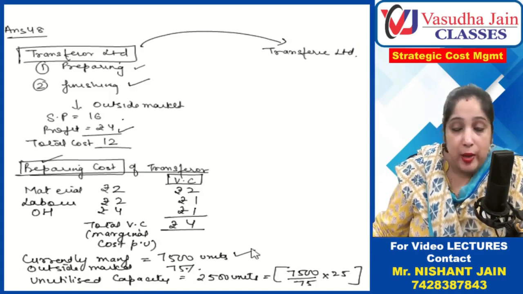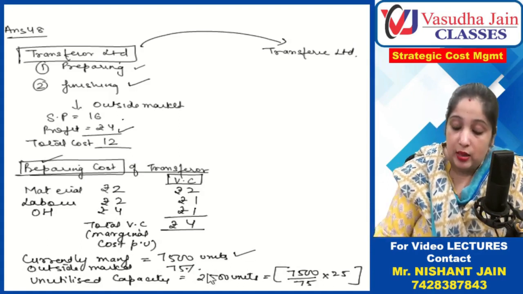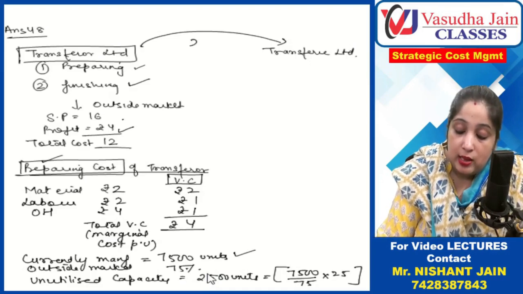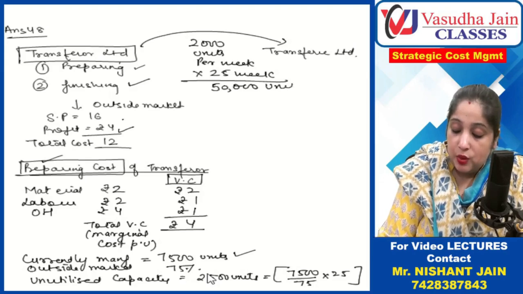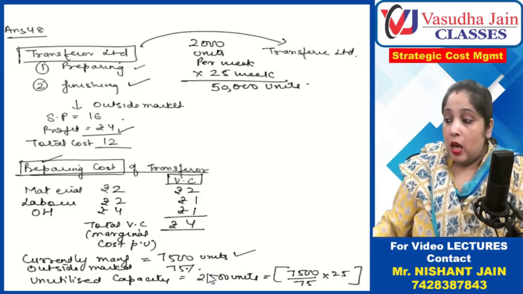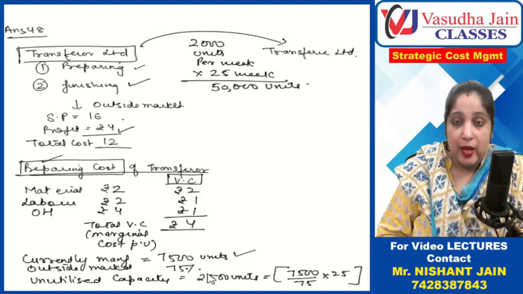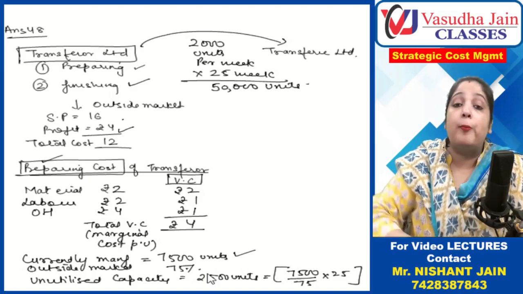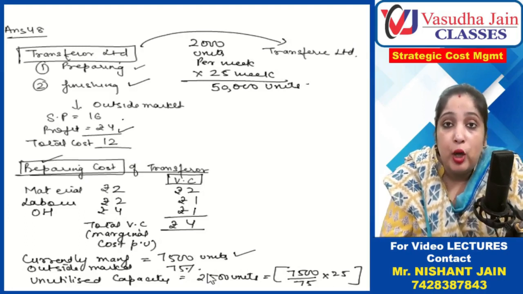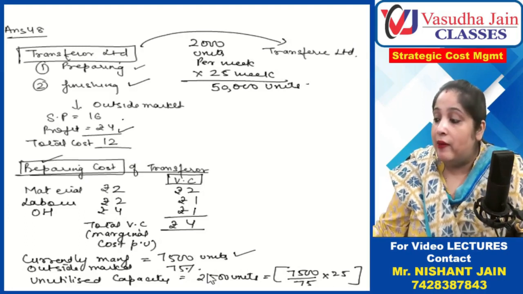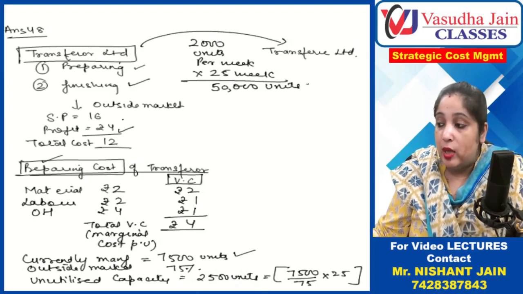You still have spare capacity of 2500 units, and transferee company limited only needs 2000 units per week. And we are talking about 25 weeks. So in total, 50,000 units have to be supplied. Now, since we have spare capacity, we have nothing to lose. So there is no opportunity cost. Opportunity cost means we are losing some opportunity of earning. We are sitting idle. We can easily manufacture 2500 units.